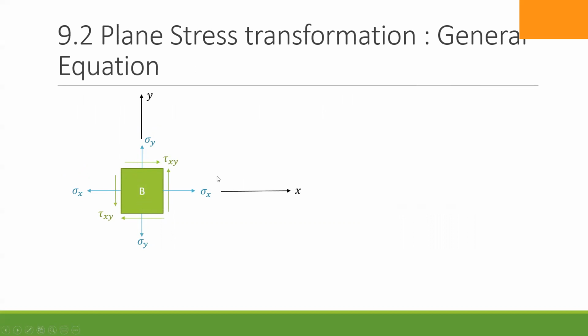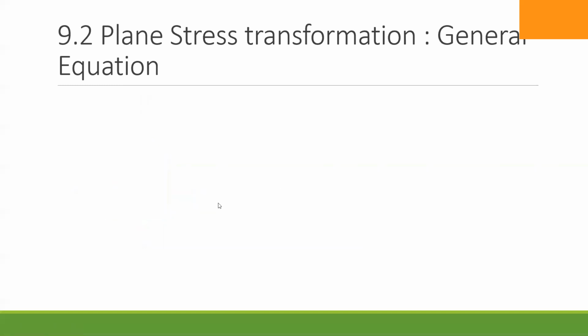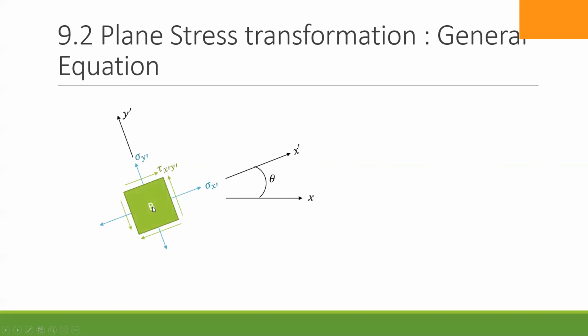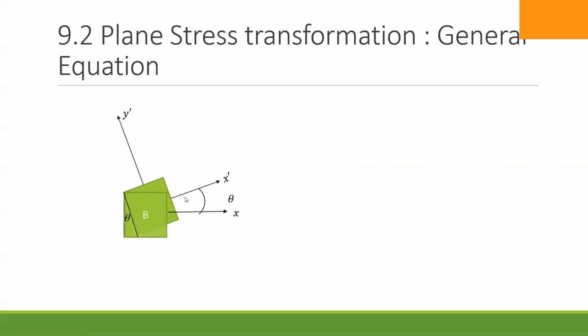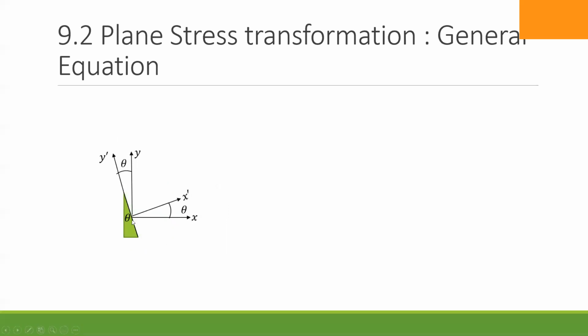We have element B in the normal coordinate system, x and y. If I rotate it by theta, the normal stress and shear stress values I represent as x prime and y prime, and I want to connect them to each other. I take the theta angle and, by using the geometrical relationship, I make a relationship for theta. I am taking this infinitesimally small element and I want to write the forces and normal stresses by using this triangle surface.